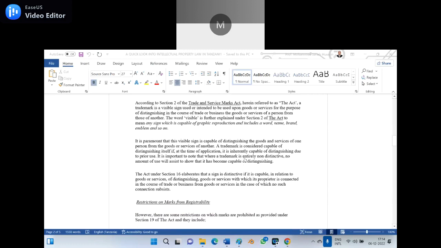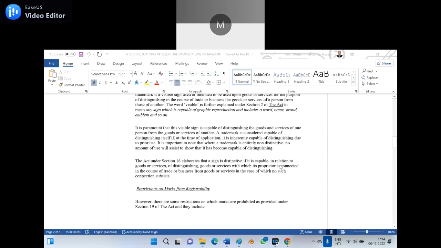So it is paramount that this visible sign is capable of distinguishing the goods and services of one person from the goods or services of another, because this symbol is there on the product. A trademark is considered capable of distinguishing itself if at the time of the application it is inherently capable of distinguishing, or is capable due to prior use. It is important to note that where a trademark is entirely non-distinctive, no amount of use will assist to show that it becomes capable of distinguishing.